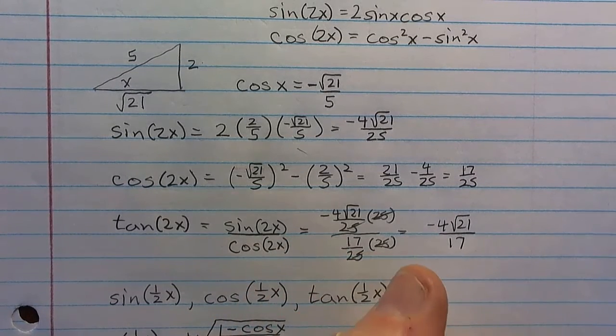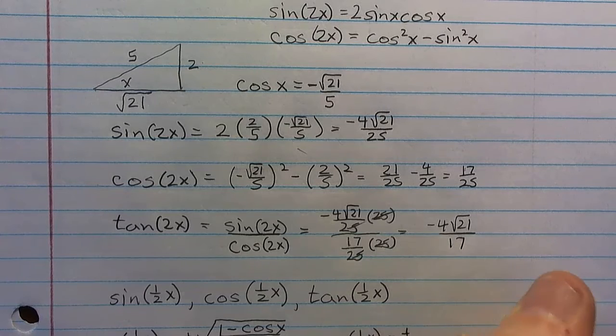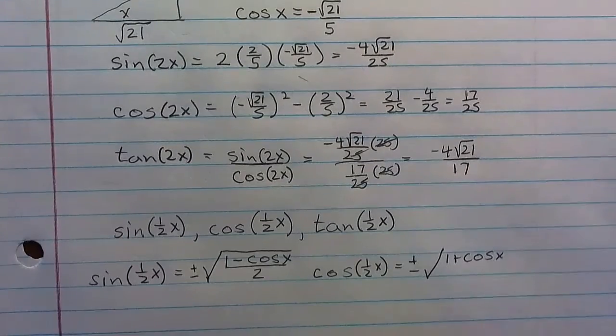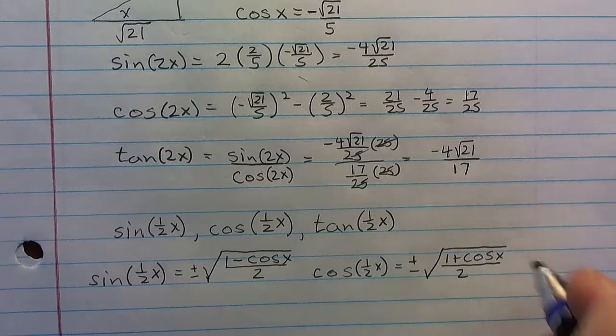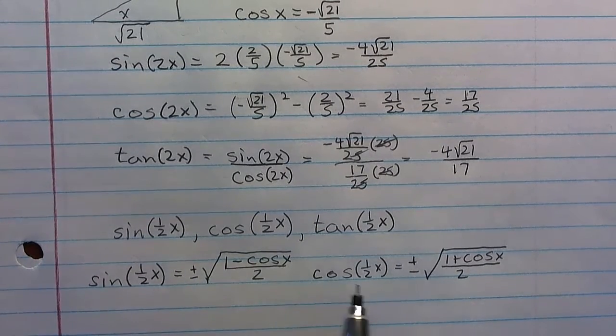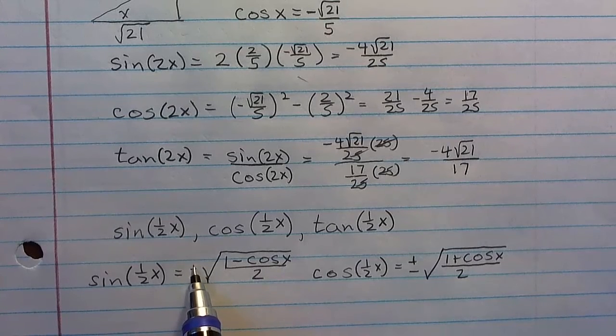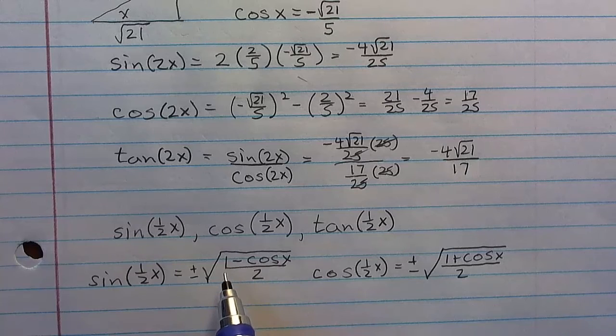And the cosine 1/2 x is plus or minus the square root of 1 plus cosine x over 2. Got to remember to push my paper up so you can see it. Okay. And then tangent is just sine over cosine. But the question now is, how do we deal with these plus or minus signs? Is it plus or minus?